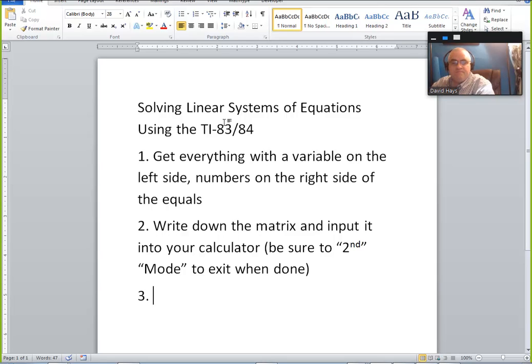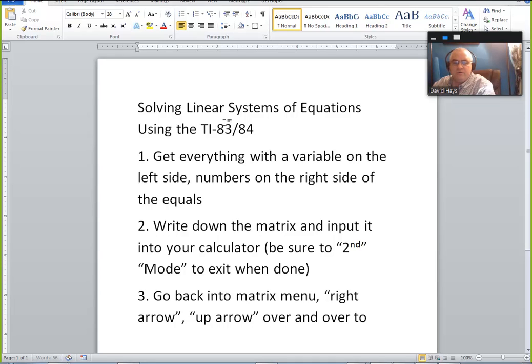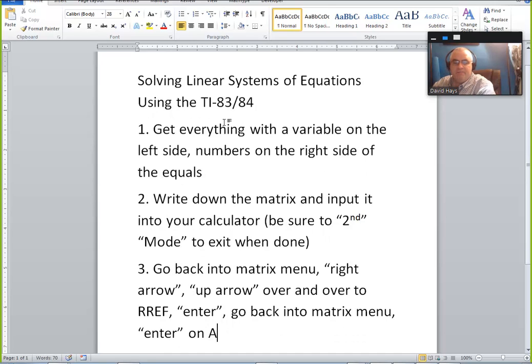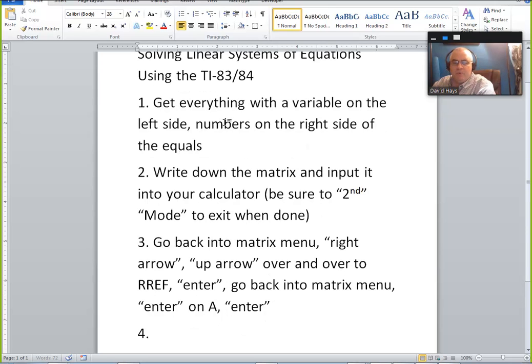Step 3. We're going to go back into the matrix menu. We're going to right arrow, and then we're going to up arrow over and over to RREF. We'll press enter on it. Then we'll go back into the matrix menu. We're going to do enter on A, and then you'll do enter again. Then step 4, if you have decimals, you're going to do math, enter, enter.